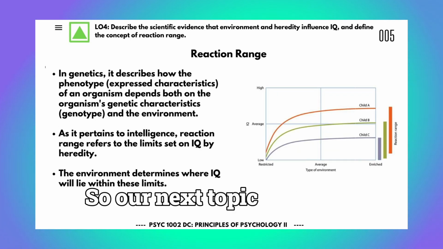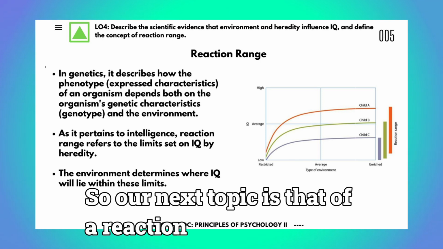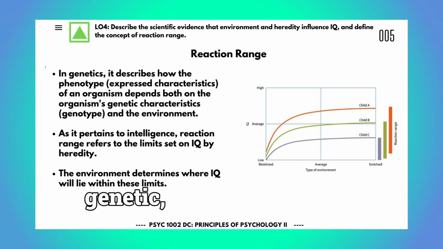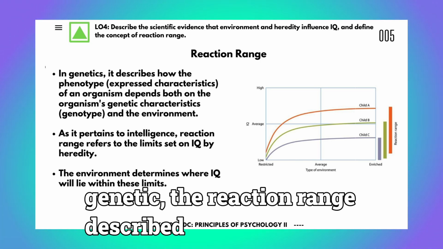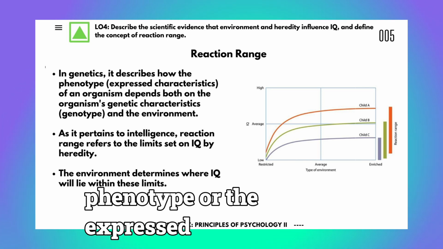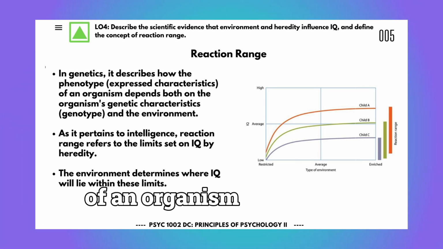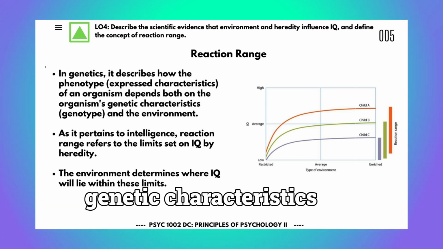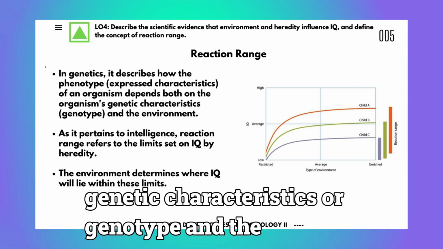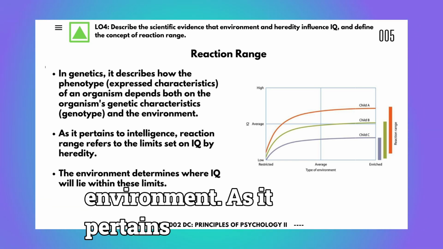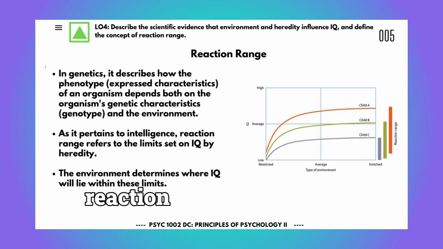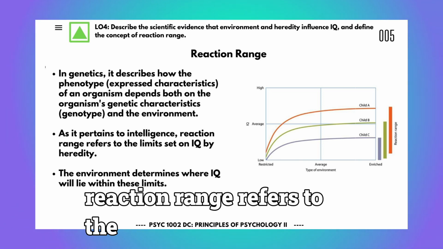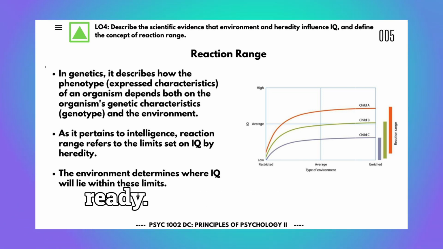So our next topic is that of reaction range. In genetics, the reaction range describes how the phenotype, or the expressed characteristics of an organism, depends both on the organism's genetic characteristics, their genotype, and the environment. As it pertains to intelligence, reaction range refers to the limits set on IQ by heredity.